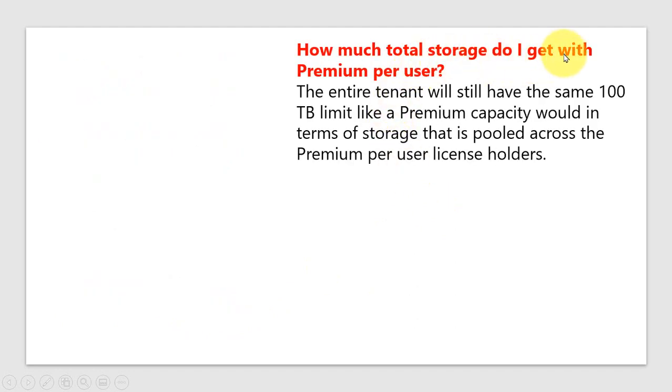How much total storage do I get with Premium Per User? The entire tenant will still have the same 100 TB limit like a Premium capacity would in terms of storage, that is pooled across the Premium Per User license holders, but per user it will get only 400.